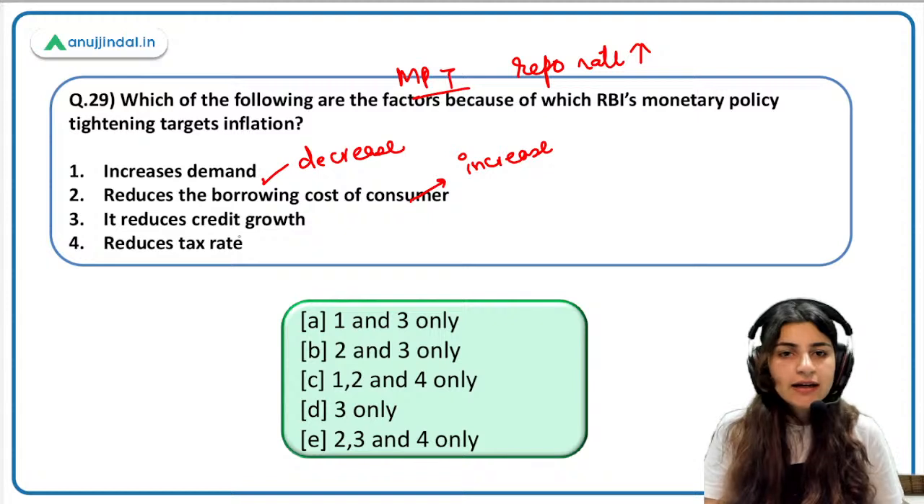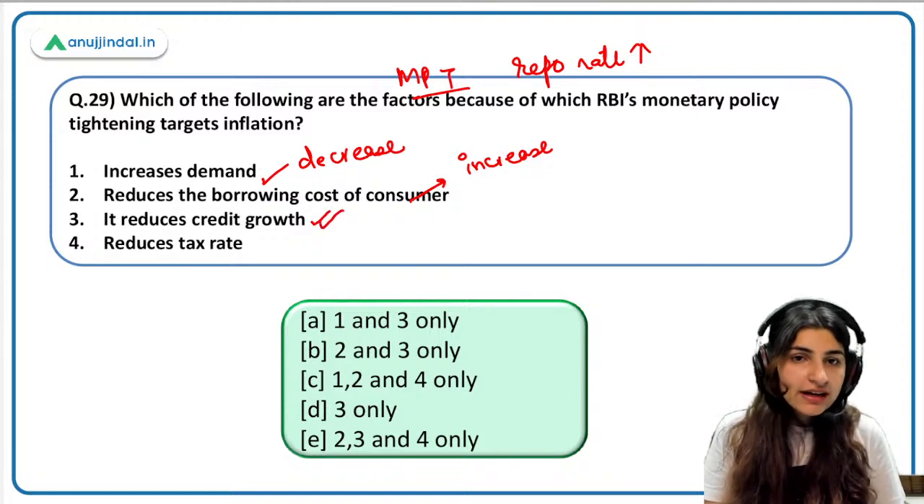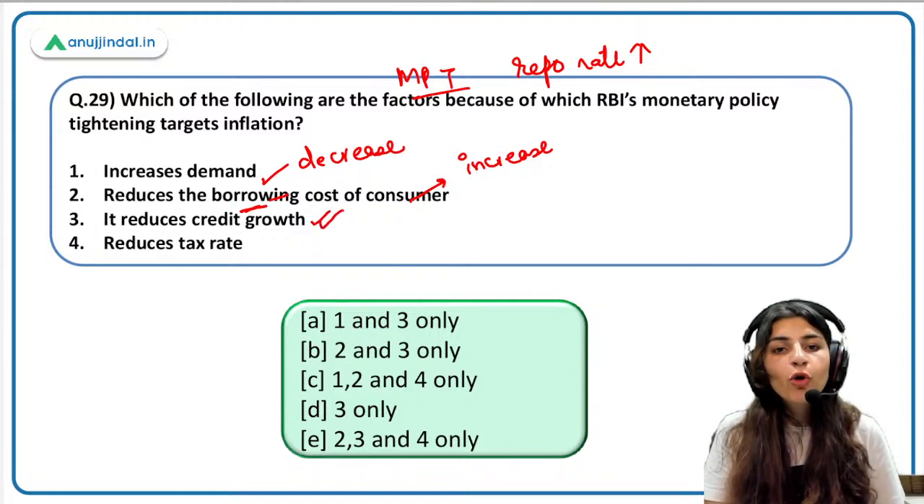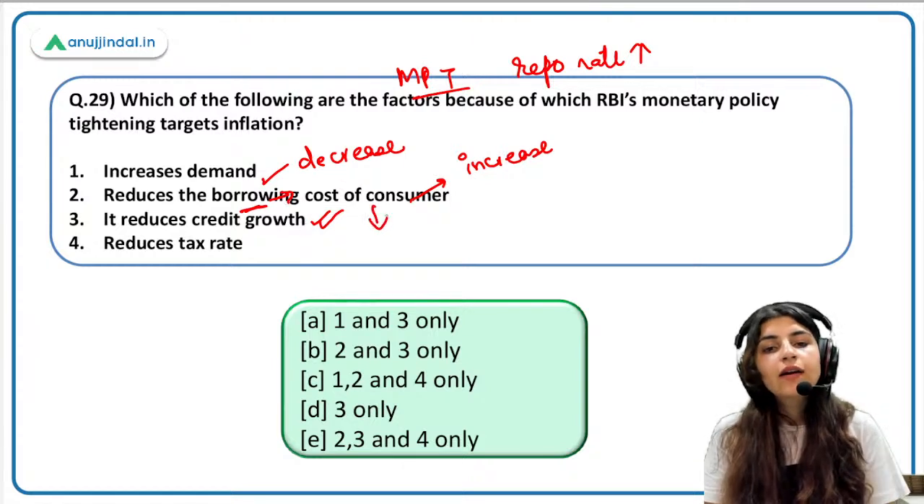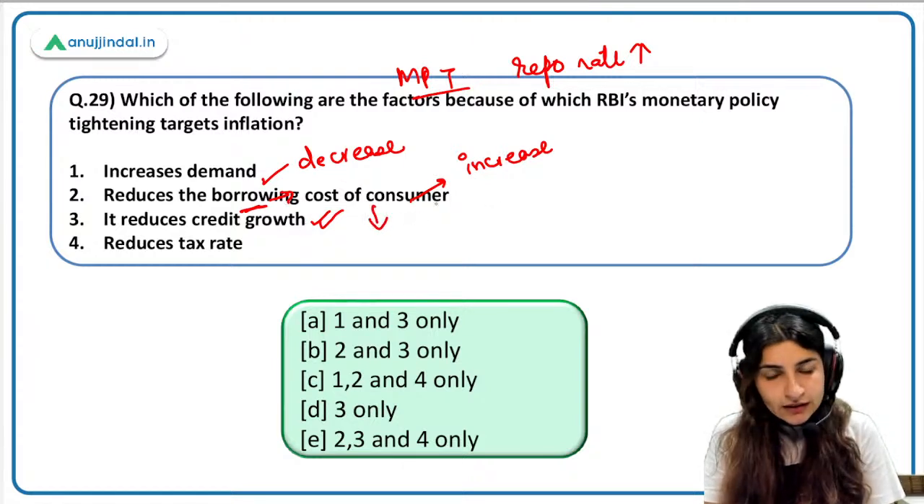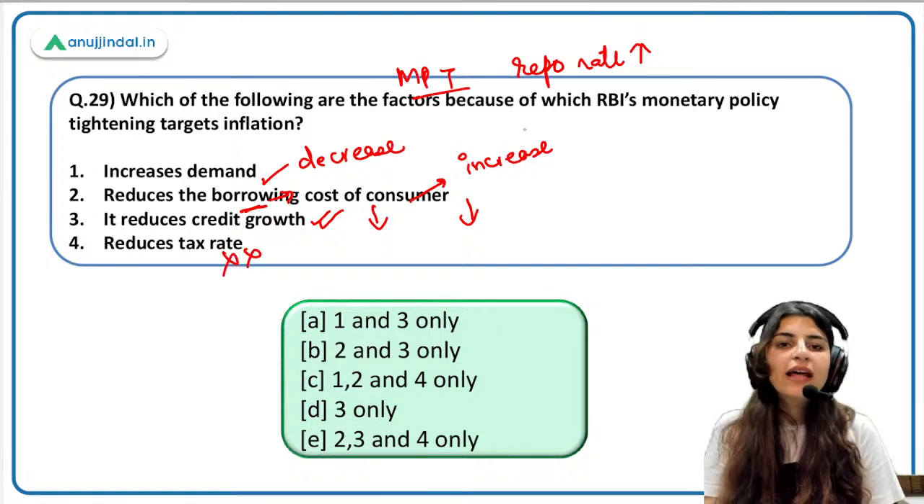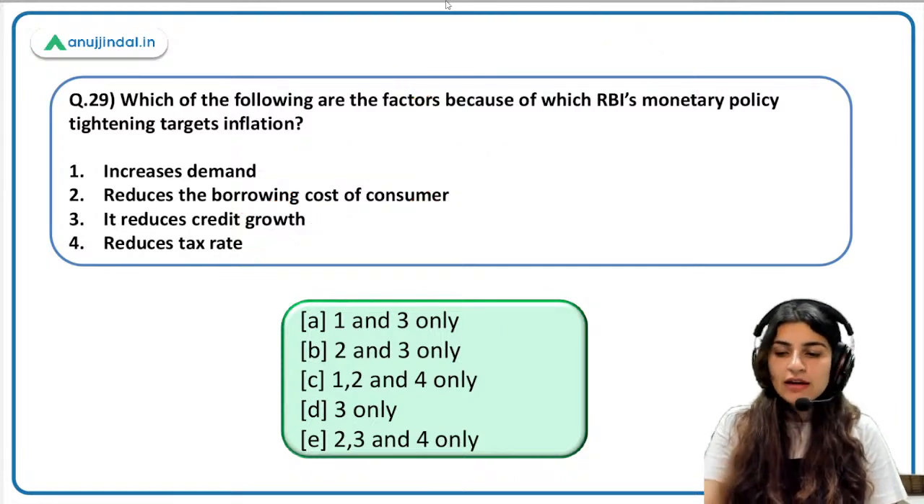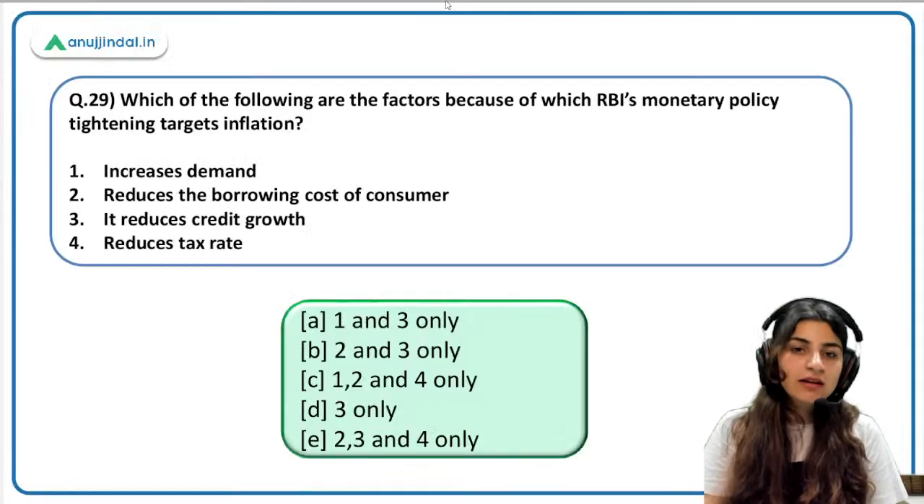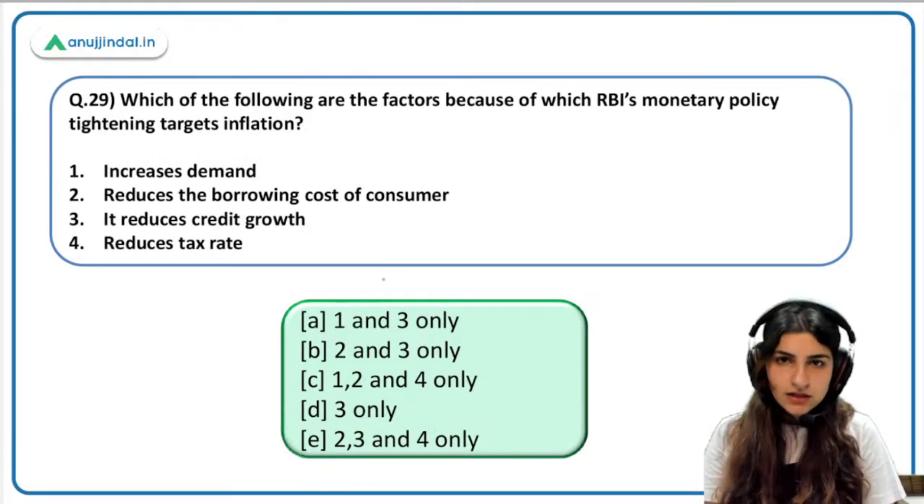It reduces credit growth. This is also correct because if the borrowing cost is increased, again demand of credit कम होगी and credit growth कम होगी. Reducing tax rate का कोई direct connection MPT से हमें नहीं दिख रहा है. So this statement is incorrect. The first, second and third statement are correct.